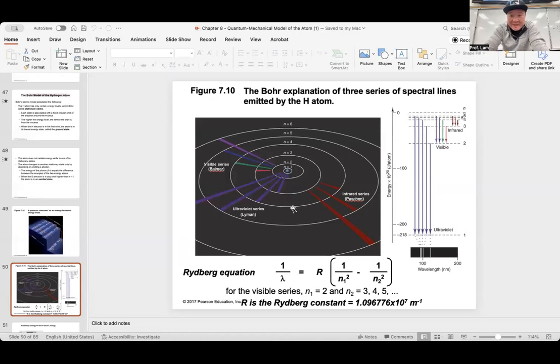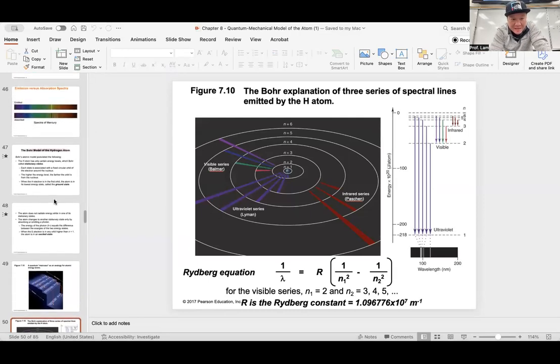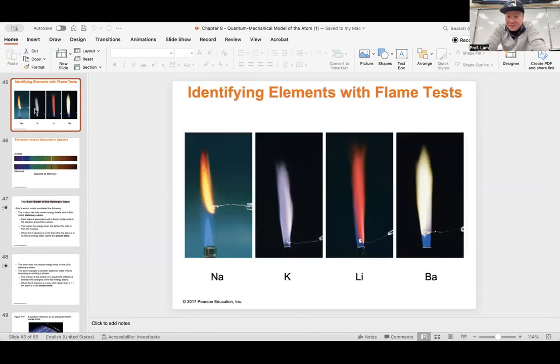Right, hi everyone. So this is gonna be the video for chapter 8, lecture 2. So we're finishing the chapter. If you guys remember last time, we were talking about quantum mechanics, right? And the quantum mechanical model of the atom. So we left off at atomic emission spectra, right?